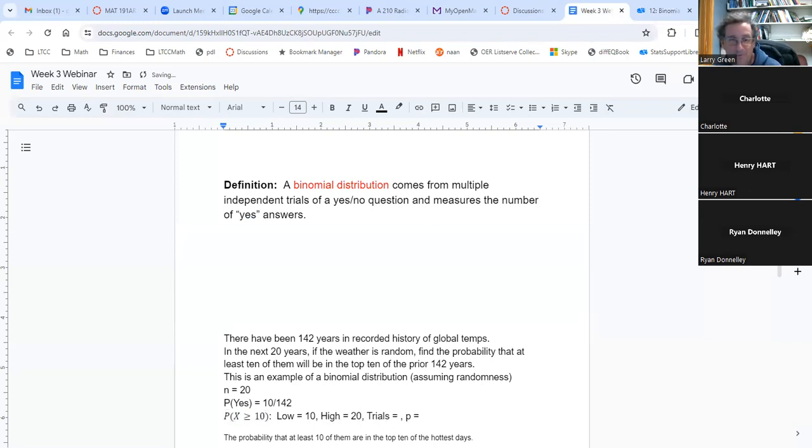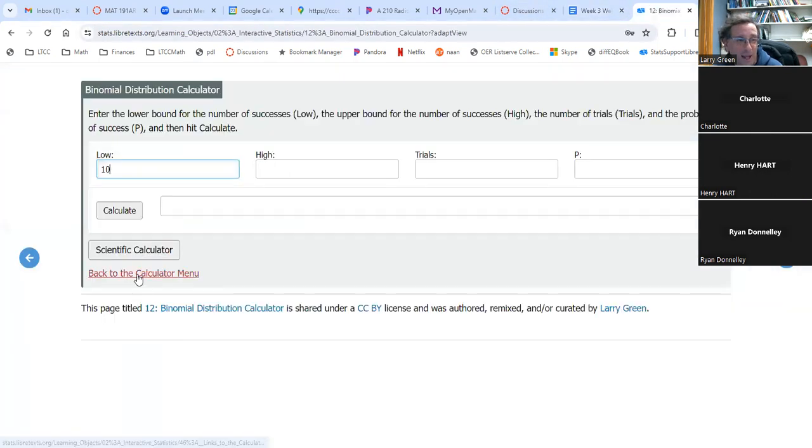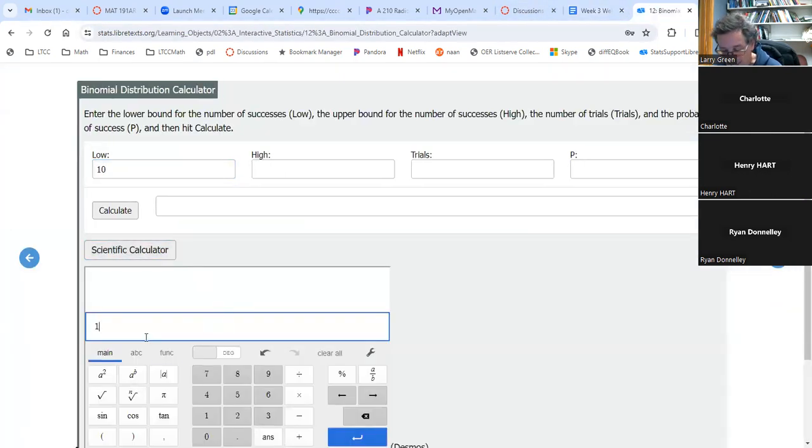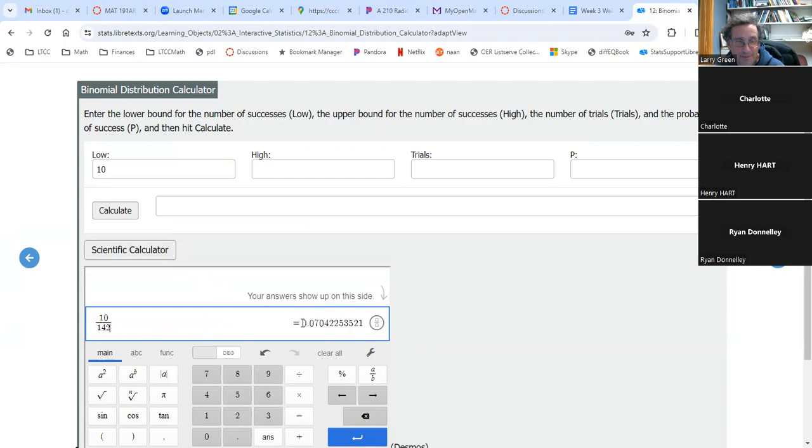How many trials? The hint is we already did it. What is it? 20. That's n. And p equals? This one, we already did it, but fractions aren't good. You have to use decimal. 10 over 142. So I'm going to go to the scientific calculator. I'm going to type 10 divided by 142. And it's this messy number, 0.0704, etc.